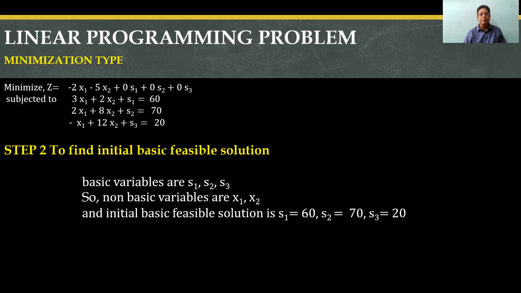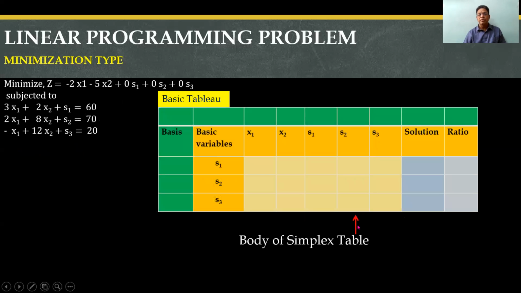After identifying the basic variables, the next step is to put these variables in a simplex table. So a simplex table would look something like this. This is a basic tableau which consists of columns. As there are two decision variables x1, x2, there are two columns x1 and x2. As there are three slack variables, there are three columns s1, s2, s3. Okay, so this is easy.